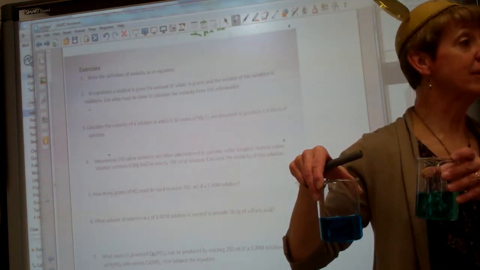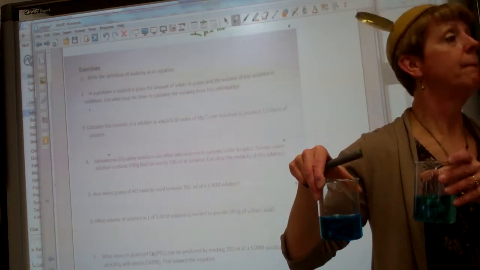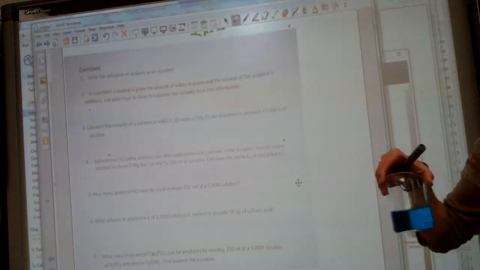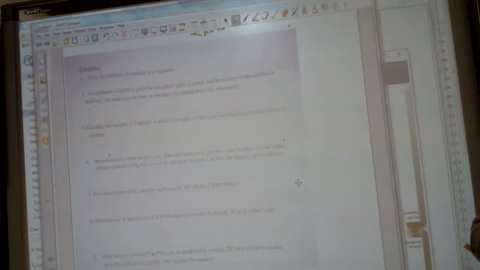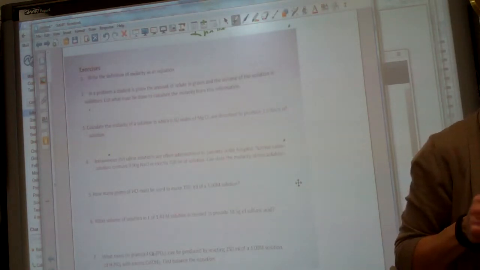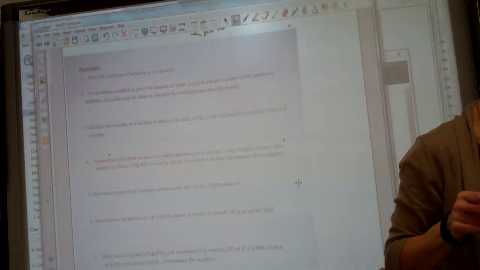And what is the label? Moles over liters. That's what we're writing. Term concentration, you're going to write big M and moles over liters. Okay? Now, number 4, what factors do we have to consider when determining the concentration of a solution?